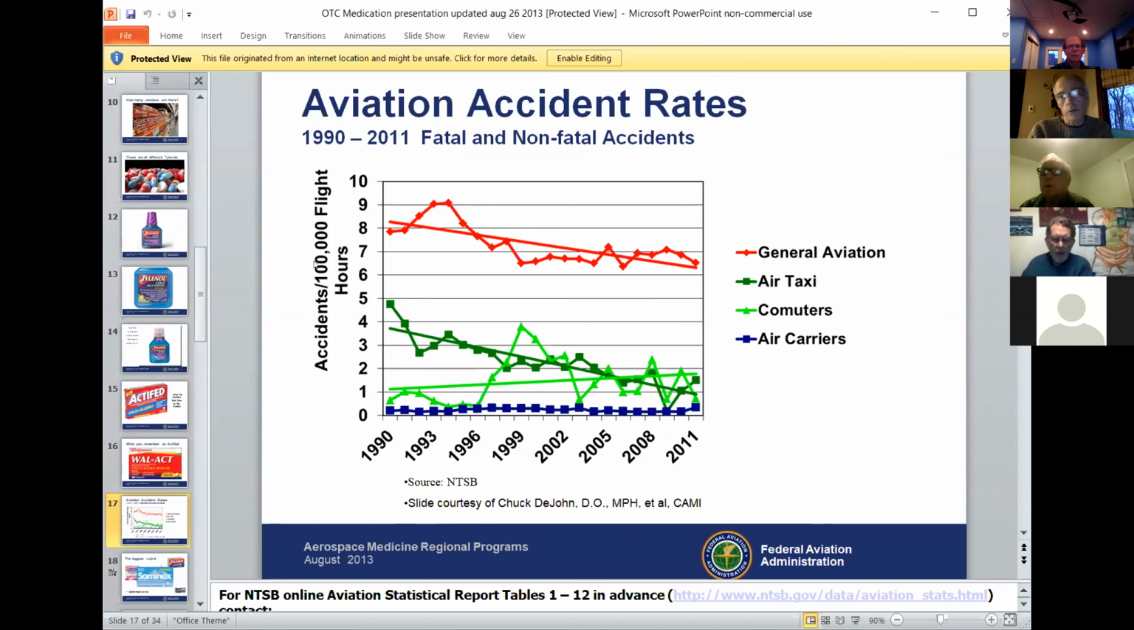Aviation accident rates. Well, it shows aviation rates are decreasing. That's good. Accidents per 100,000. And in 2011, 7 accidents, general aviation, per 100,000. It sort of looks like the curve for coronavirus. It's improving. Go ahead.